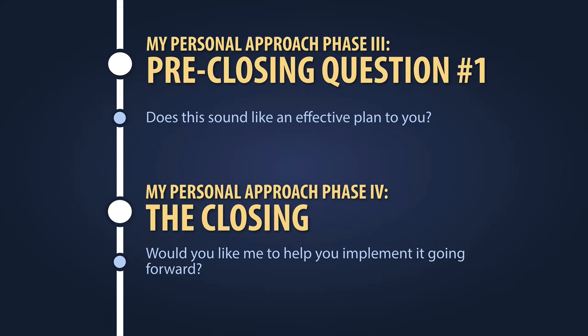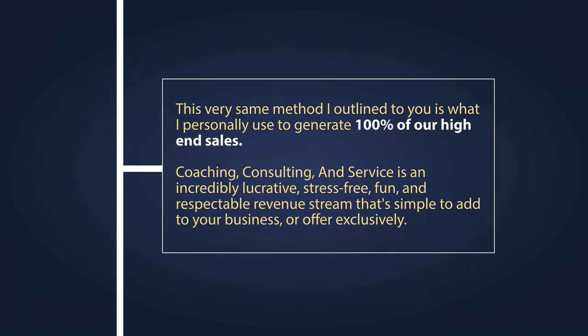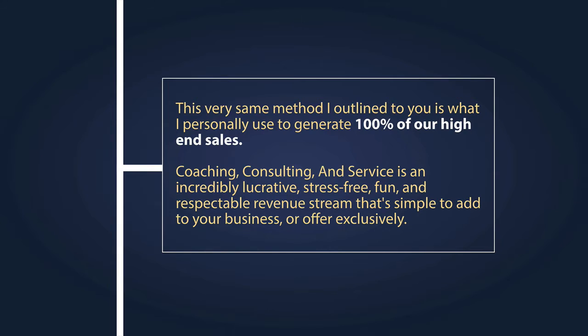So this method I showed you is extremely simple, but literally this very same approach, this whole irresistible intrigue offer, this entire collaborative close method, is what we personally use in my office right now today to generate 100% of our high-end sales. It's very simple. And here's the deal. Coaching, consulting, service provision, like what we do, automation, all that stuff. All these businesses are so lucrative and they can be stress-free and fun and very respectable. It's just a great thing to have in your business.